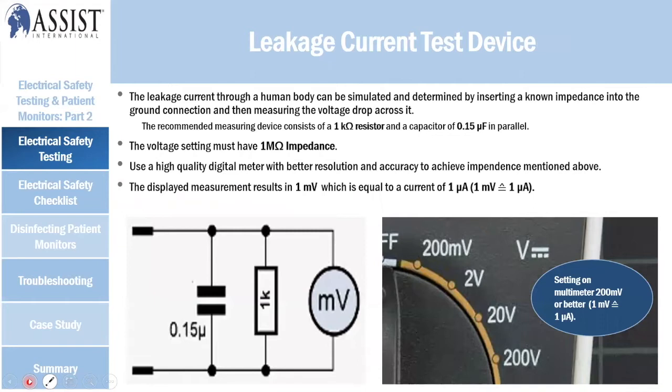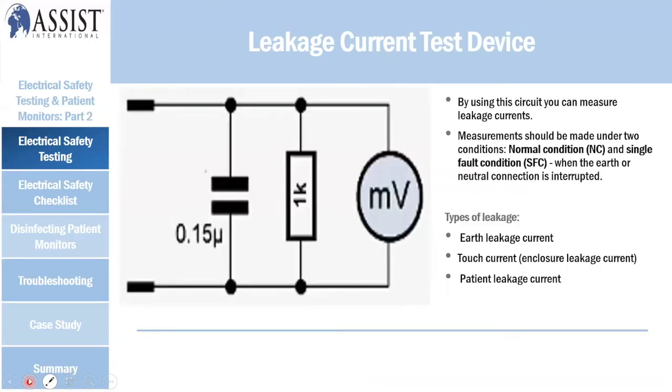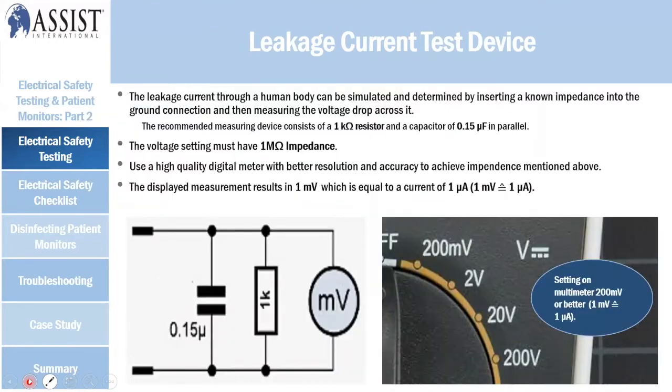Leakage current test, you need to set your multimeter to millivolt. Remember, 1 millivolt is equal to 1 microamp on this particular setting. Even though you're using millivolt, your measurement you have to convert to microamp. So that's a method you need to do when you do measurement.